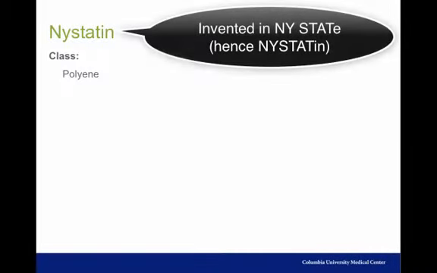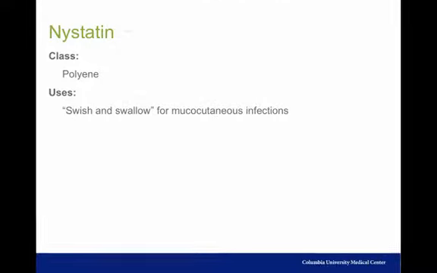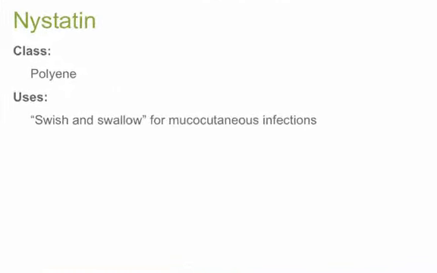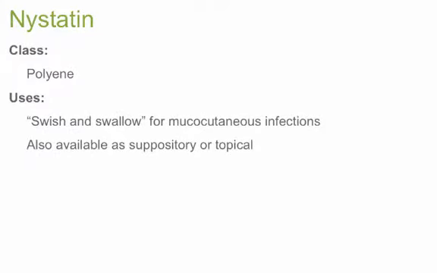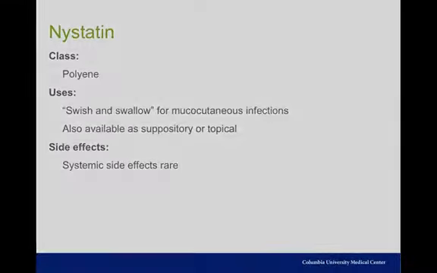Nystatin is also a polyene. It is used as a swish and swallow treatment for mucocutaneous infections of the GI tract. Since polyenes are not absorbed through the GI tract, the nystatin remains in the lumen and there are few systemic side effects, though the taste is notably awful.